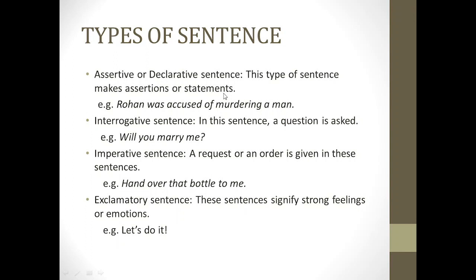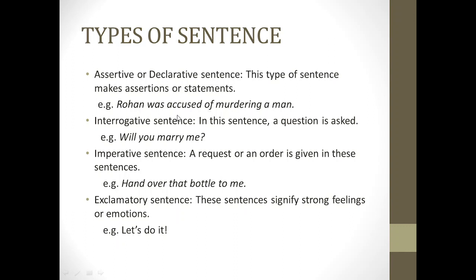Okay, now you understand. To give an example, we can read: Rohan was accused of murdering a man. So here we are making a statement, we are telling something. So here it is an assertive sentence.